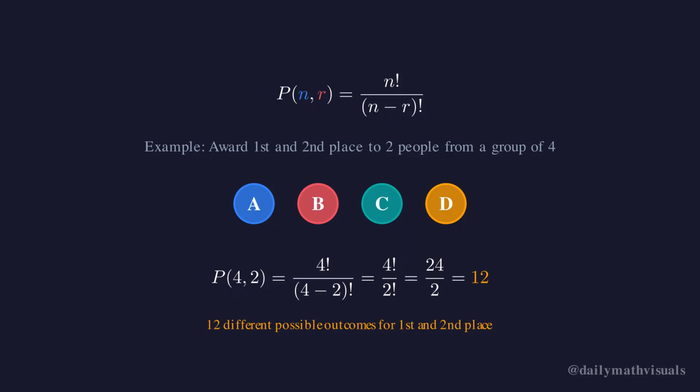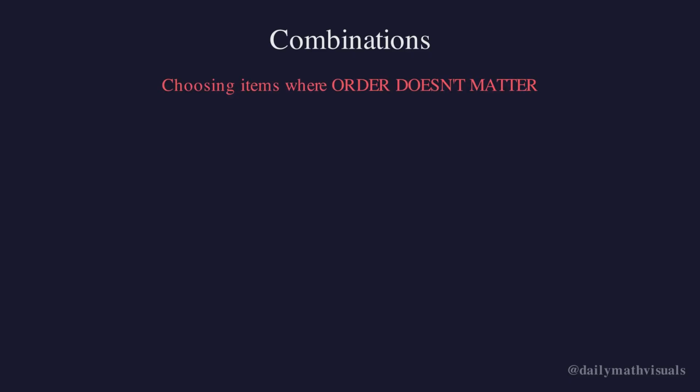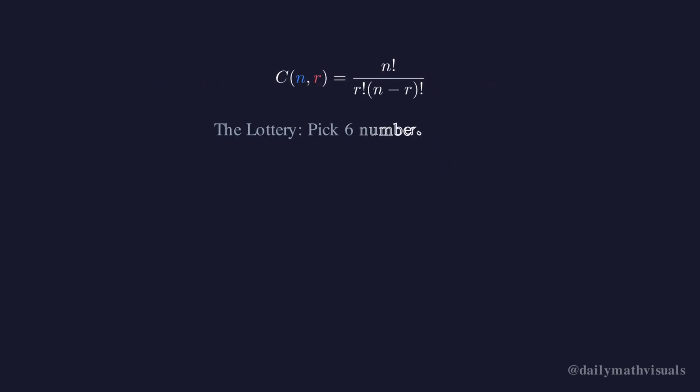The order matters here. A in first and B in second is different from B in first and A in second. Now let's look at combinations. This is different. With combinations, you only care about which items you choose, not the order you choose them in. The formula looks similar, but now we divide by r factorial as well. This removes all the duplicate orderings. Think about a lottery. You pick 6 numbers from a pool of 49.